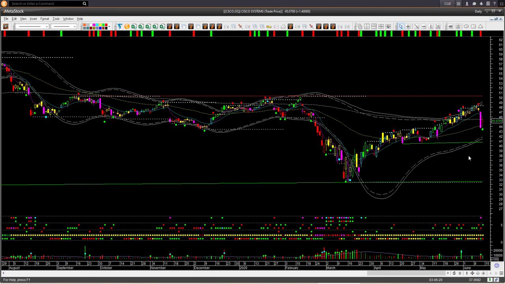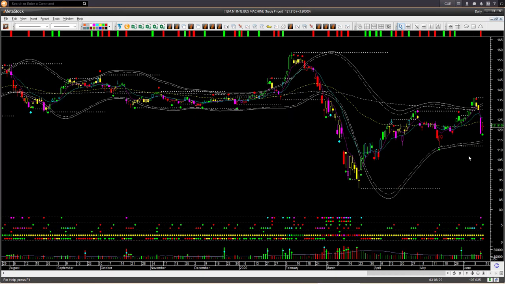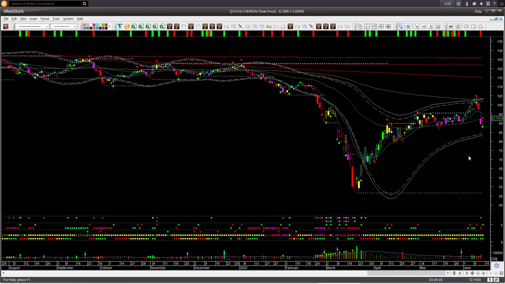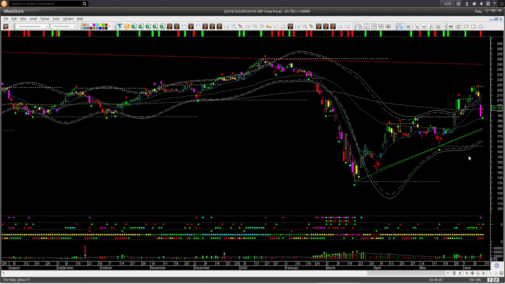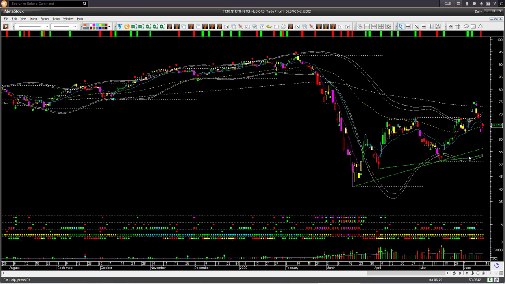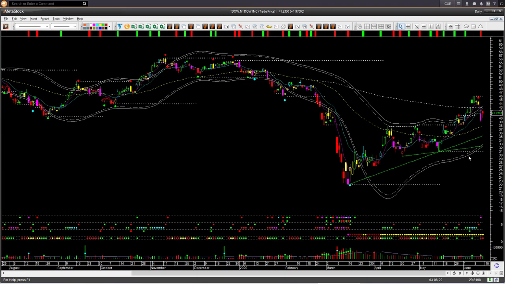Let me go through the next stocks quickly. Cisco, red traffic light, no long trade setup. IBM, red traffic light, no long trade setup. CVX, same. GS, Goldman Sachs, same. RTX, same. Dow, DOW, same.